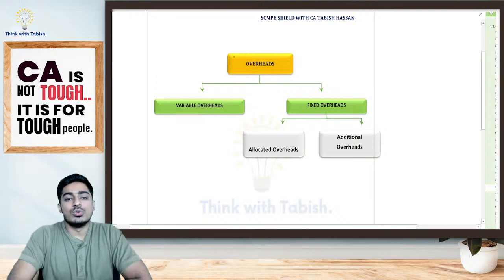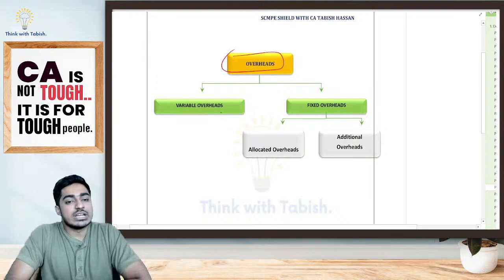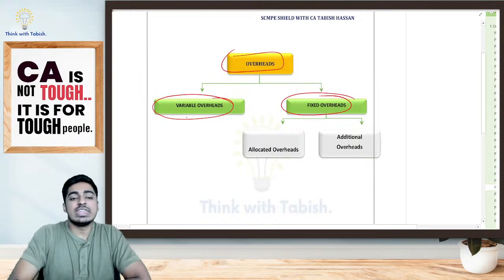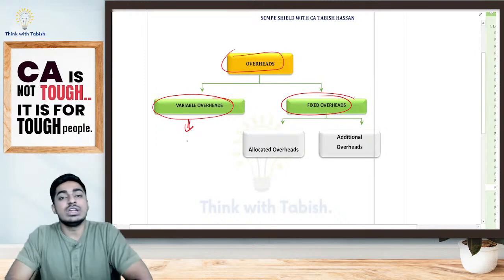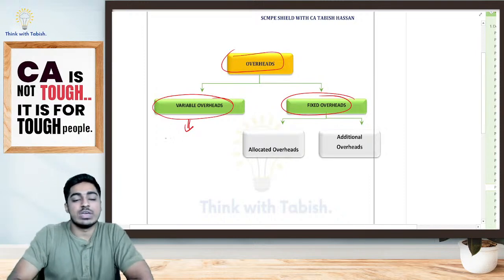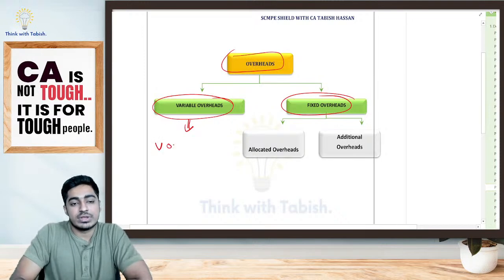Next, moving into overheads. We've discussed overheads could be variable overheads, it could be fixed overheads. Variable overheads, for every unit we are incurring these variable overheads. So variable overheads is always relevant.